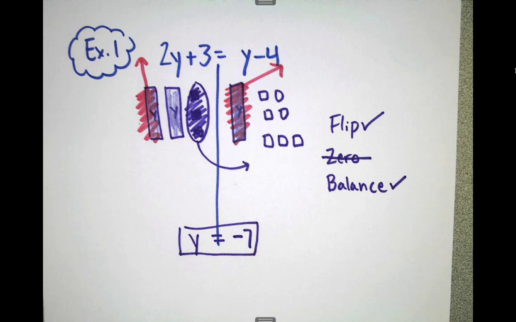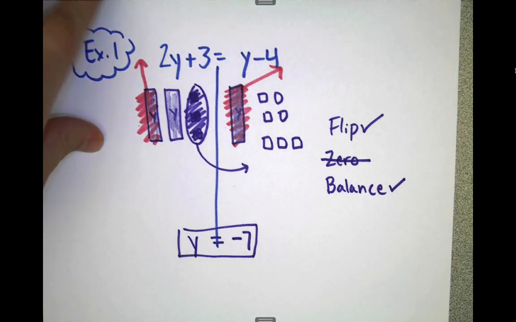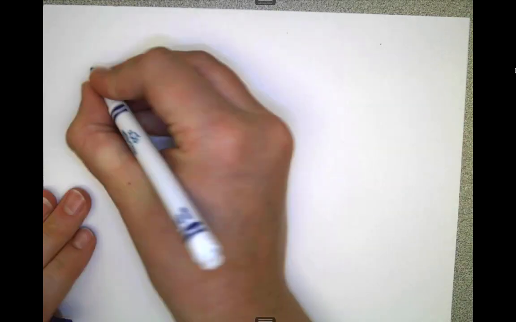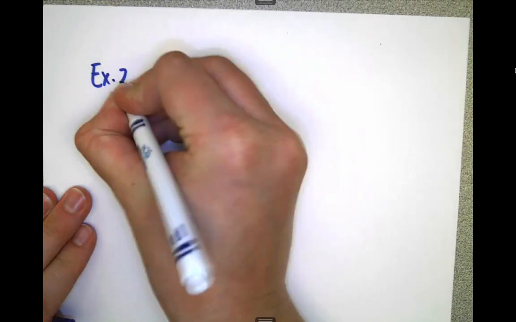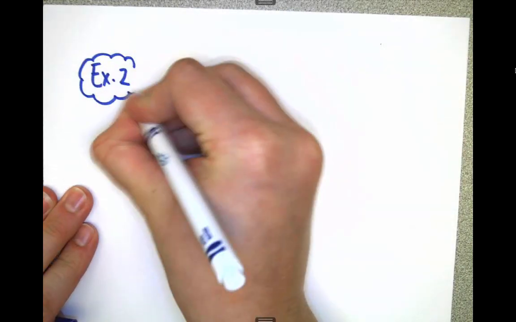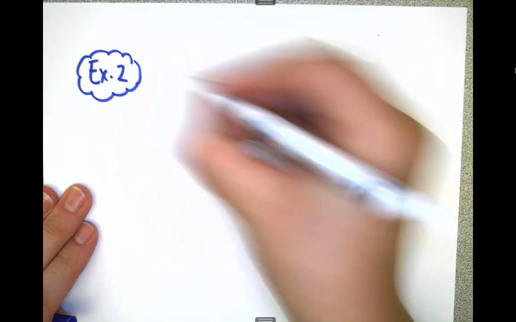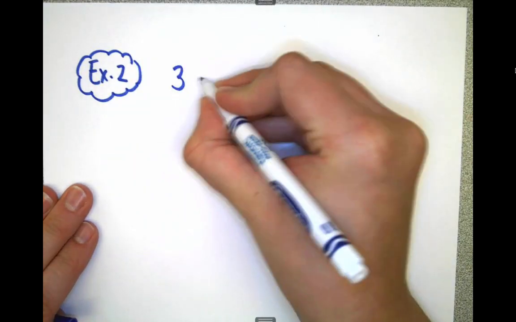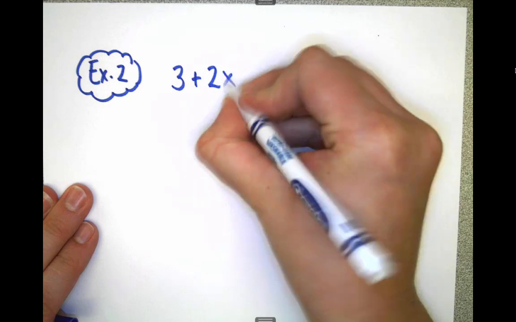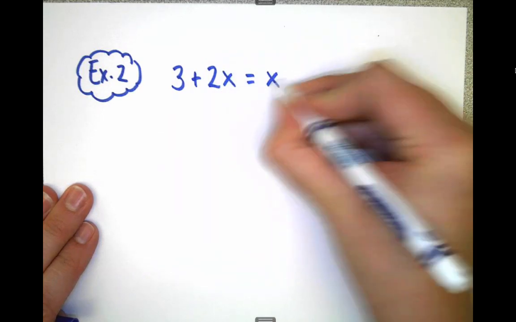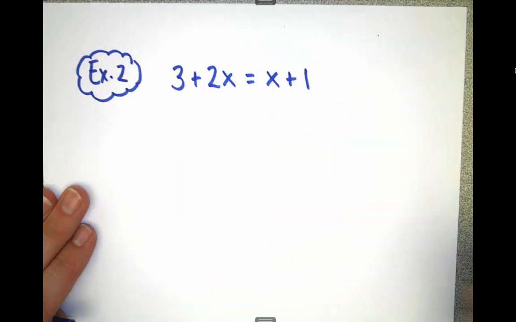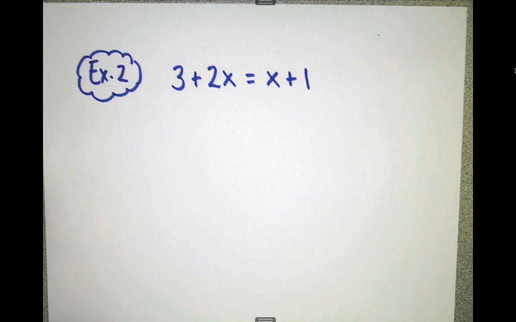All right, guys, we're going to continue to practice this process quite a bit. We're going to do an example 2. And this time, let's solve for x again. This time we're going to solve 3 plus 2x equals x plus 1. 3 plus 2x equals x plus 1.